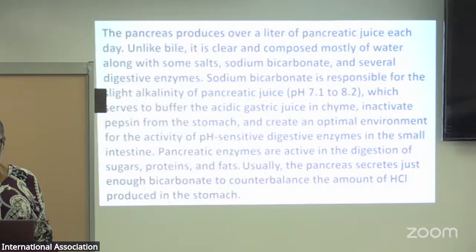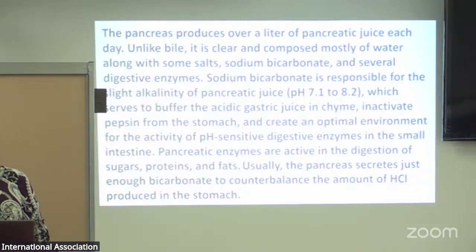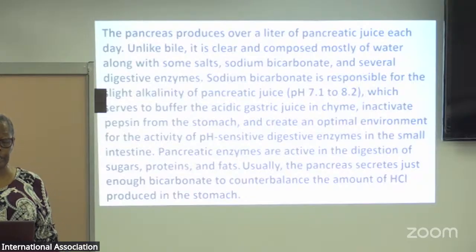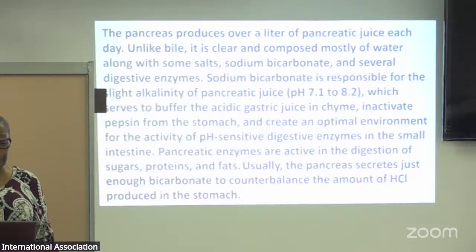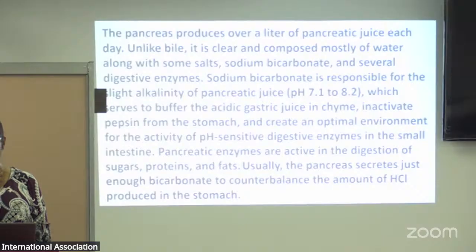The pancreas produces over a liter of pancreatic juice each day. Unlike the bile, it is clear and composed mostly of water, along with some salts, sodium bicarbonate, and several digestive enzymes. Sodium bicarbonate is responsible for the slight alkalinity of the pancreatic juice, making it pH 7.1 to 8.2, which serves as a buffer.